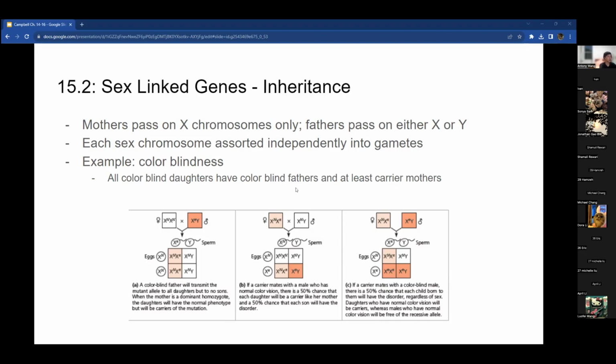If the father carries a recessive allele, because he only has 1 X chromosome, then he must also be colorblind. But the mother can carry a dominant and a recessive allele and still pass on the recessive allele, which could still result in a colorblind daughter.